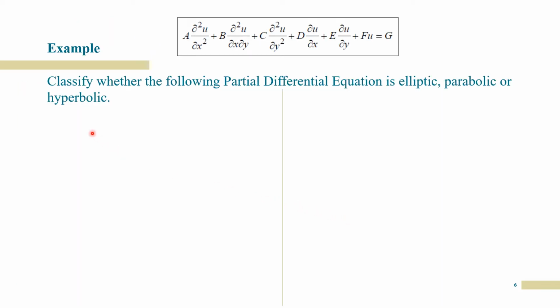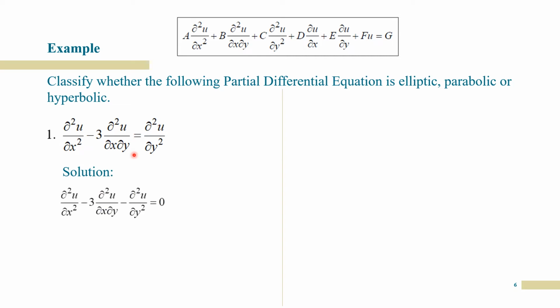Let us now answer some questions. Classify whether the following PDE is elliptic, parabolic, or hyperbolic. The first question is ∂²u/∂x² minus 3 ∂²u/∂x∂y equals ∂²u/∂y². To find out the type of this equation, we are going to first shift ∂²u/∂y² to the left side and compare this equation with the general equation given in equation number 1.